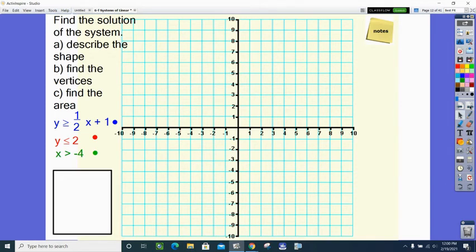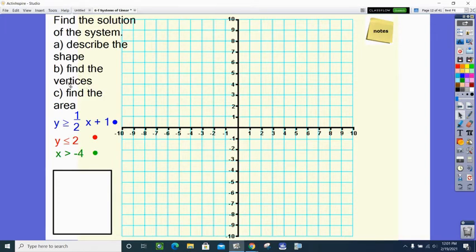Okay, so I forgot. We're going to do one more before we move on. I wanted you to see a system that involves more than two. System does not mean two, it means more than one. So here we're going to graph these three. Notice we have two special cases. You're going to describe the shape of the solution area.